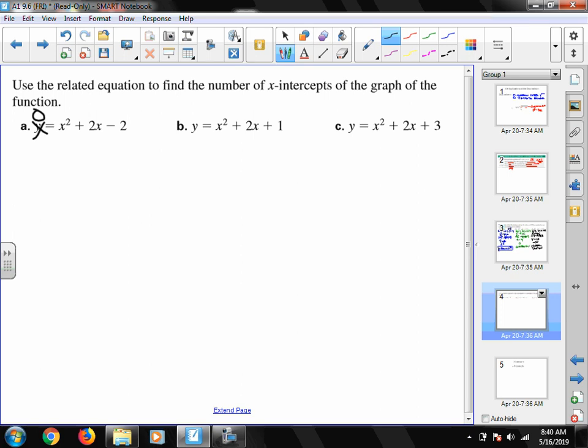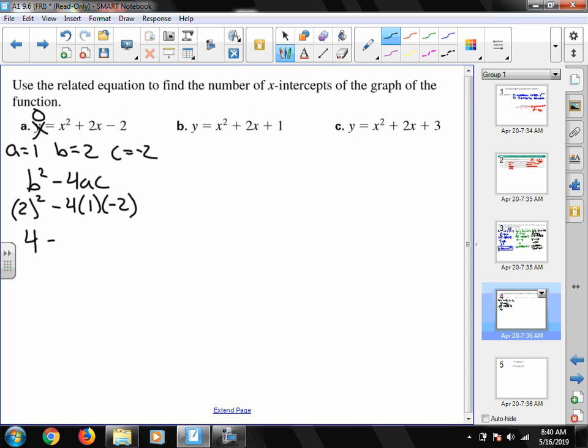Looking at a, our a value is 1, b is 2, c is negative 2. Plug in b squared minus 4ac. So I end up with 2 squared minus 4 times 1 times negative 2. I end up with 4 minus, negative 4 times 1 is negative 4, times negative 2 is plus 8. I end up with 12. Therefore, I have 2 intercepts.